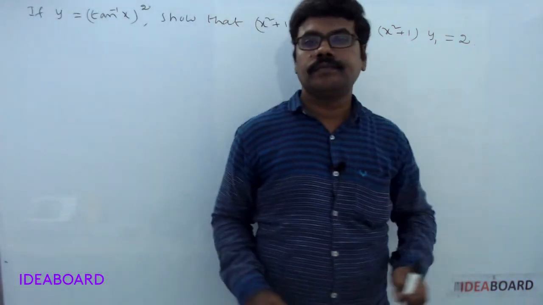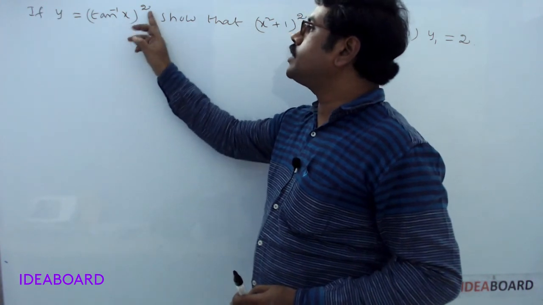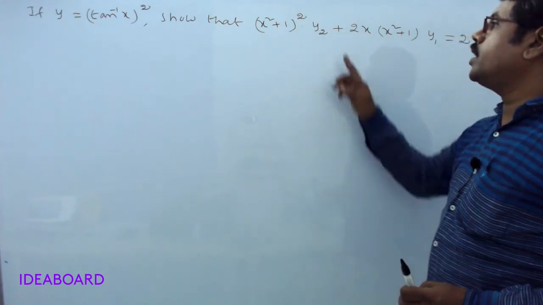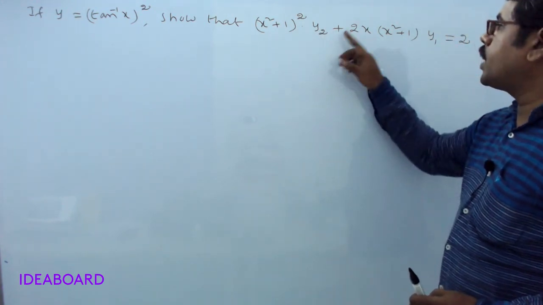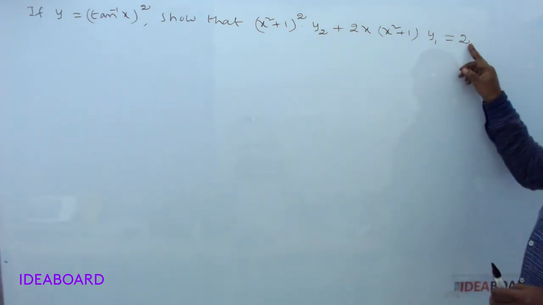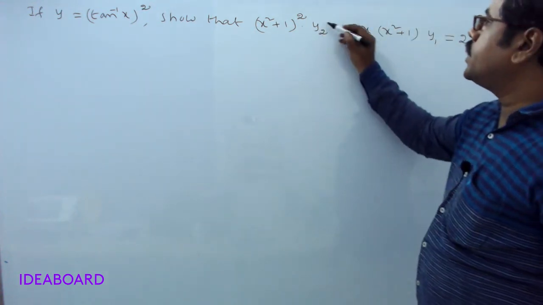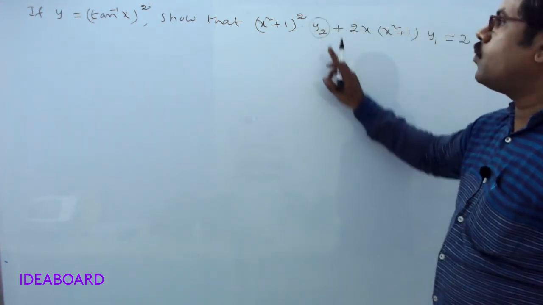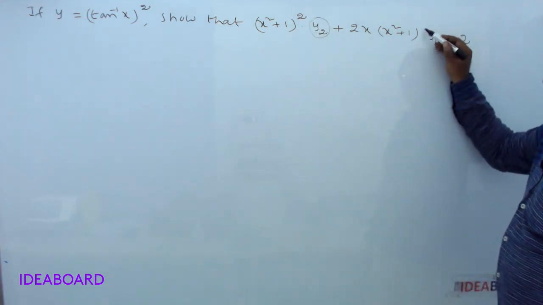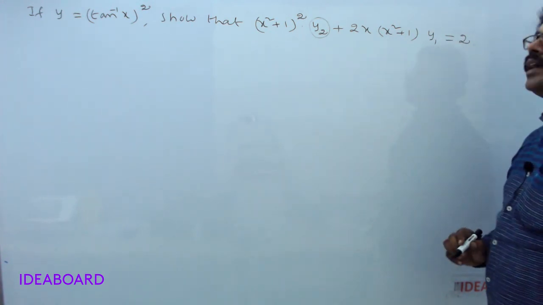Now come to the next problem. If y equals (tan inverse x) whole square, show that (x square plus 1) whole square into y2 plus 2x into (x square plus 1) into y1 equals 2. Here in the required equation, there is a term y2. Y2 means d square y by dx square. What is the meaning of the notation y1? Y1 is nothing but dy by dx.